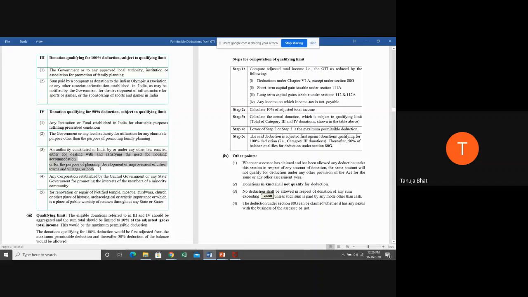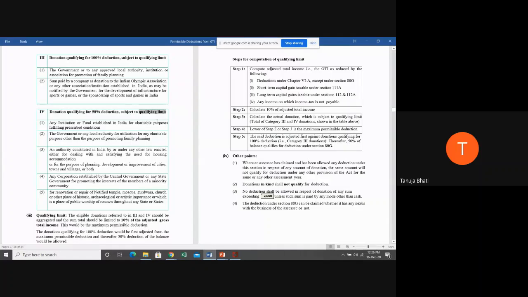Then the third one is any authority constituted in India by law enacted either for dealing with or satisfying the needs of housing accommodation, for the purpose of housing accommodation of villages or towns. Then the fourth one is any corporation established by central or state government for promoting the interest of members of minority community, and for renovation or repairs of notified temples, mosque, gurudwara. If he is contributing to these 5, he's going to get 50% deduction, but you have to see the limit.